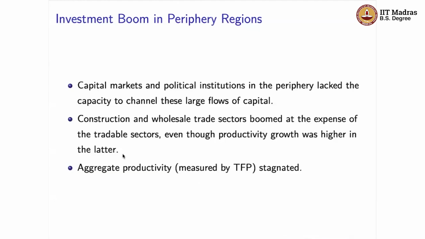And what was happening was that even though productivity was higher in tradable sectors, so the tradable sector was much more efficient, more money was starting to flow into construction and wholesale trade sectors because this is where, for instance, the vote banks were and the regulations were more lax, right? And as a result of that, total productivity, if we think of the weighted average of this productivity across different sectors, which is typically measured by a variable called TFP, which stands for total factor productivity, stagnated.